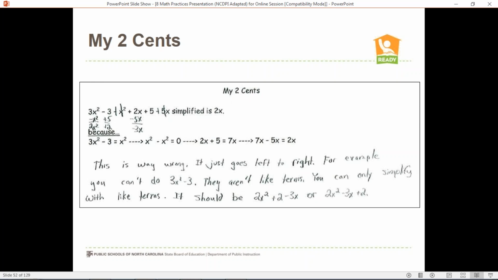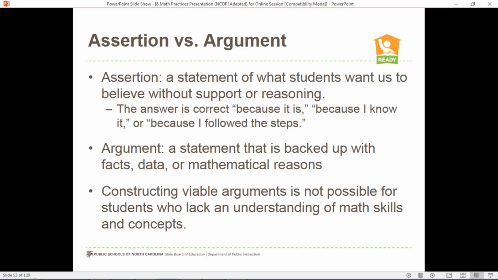So my 2 cents. So you think about what does 2 cents mean when we say, let me give you my 2 cents? So we're giving kids arguments, right, that have flawed logic or incomplete logic. And so then we're asking them to say, here's how I solved it, or here's how this student solved it. Do you agree or disagree with this? And I like this kid's, right? This is way wrong. It just goes left to right. For example, you can't do 3x squared minus 3. They aren't like terms. So again, you're getting into that who gets it, and who doesn't. By presenting kids with incorrect or alternate ways to solve a problem, you can really see what they're thinking.